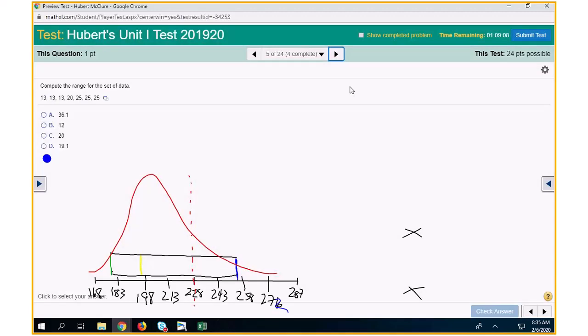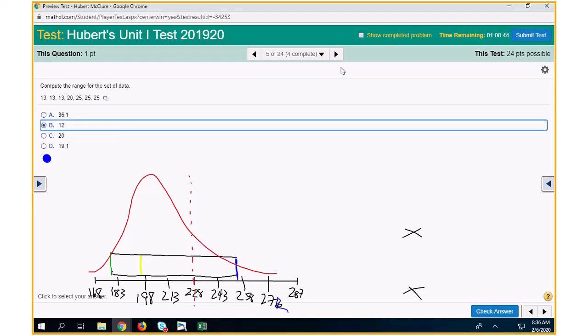Anyway, next. Compute the range. Now, if you miss this question, you don't tell anybody. There's some of these questions that if you miss, you just lie, okay? You just say, yeah, I got that right. That was easy. First of all, you've got to put them in order, but it looks like it's going to be 25 minus 13. What is that? Thank you. Next.